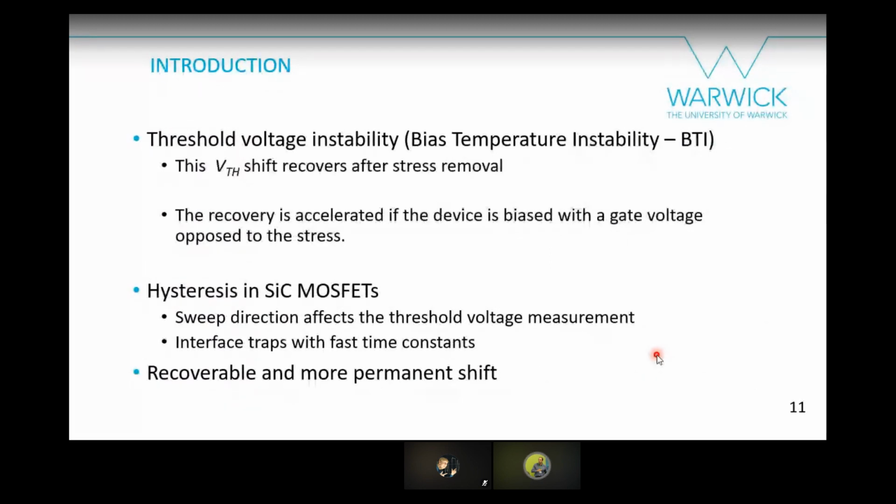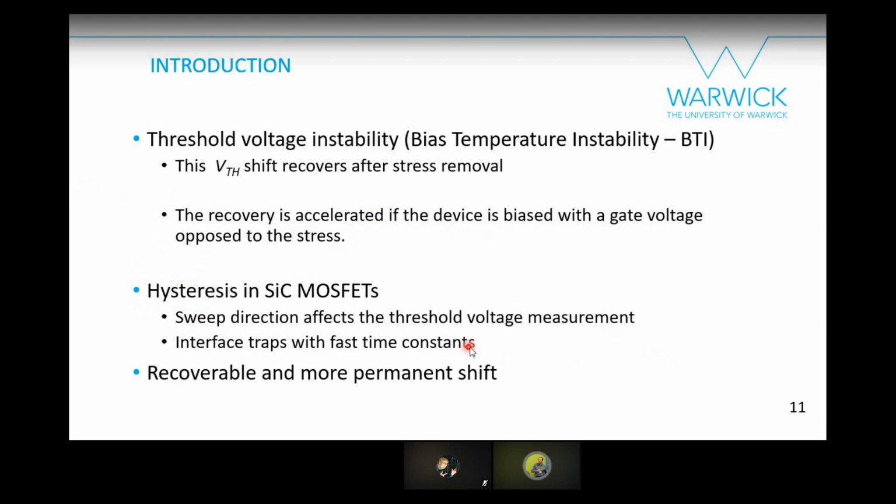This BTI shift recovers after stress removal. So those traps are trapped, those charges are trapped and released. And this recovery is accelerated if you bias the device with a gate voltage that is opposed to the stress. So something that has been identified in silicon carbide is something called hysteresis of the threshold voltage. And it means that the sweep direction affects the threshold voltage measurement. And this is because you have interface traps with fast time constants.